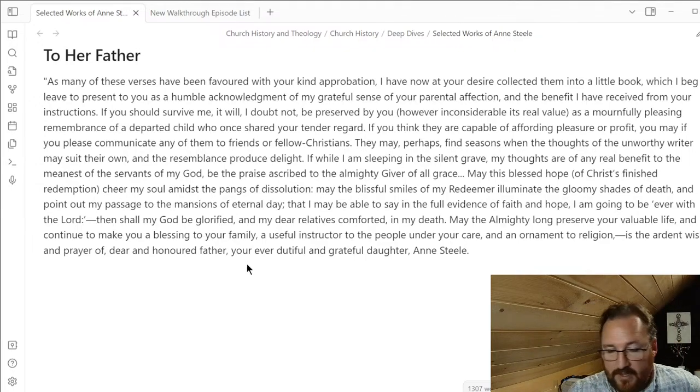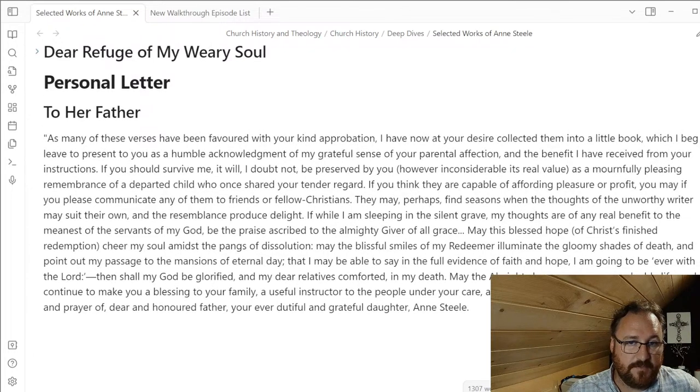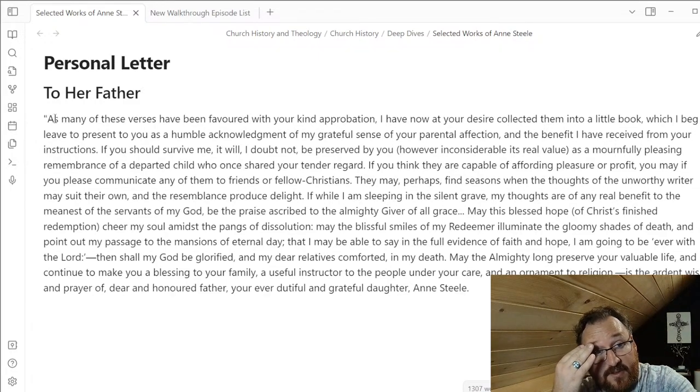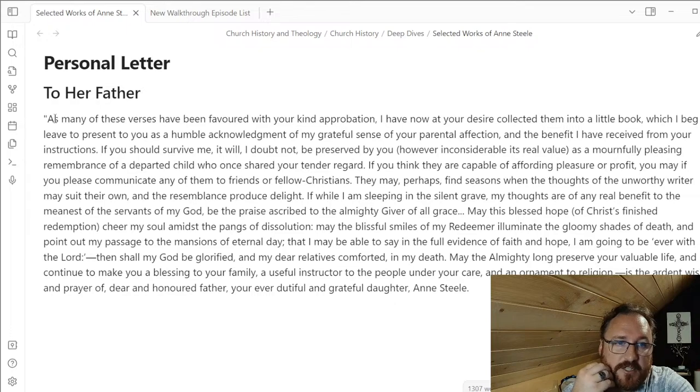At this point, she has written a lot of these hymns. Her father desired that they be gathered together in a book, and so she did so. And so she writes, and she includes a letter with it. She says, as many of these verses, referring to her hymns, have been favored with your kind approbation, I have now at your desire collected them into a little book, which I beg leave to present to you as a humble acknowledgement of my grateful sense of your parental affection and the benefit that I have received from your instructions.